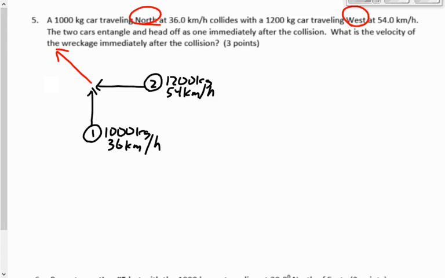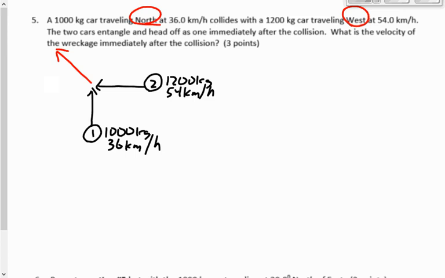I was a little surprised, to be honest. There were 3 or 4 of you that did not convert kilometers per hour to meters per second. Most of you did, but a few of you didn't. Is it okay to leave it in kilometers per hour? Yes, it is, because the units cancel with conservation of momentum. If you're doing anything else like impulse, you have to use meters per second. When I do this, I will do it in meters per second only because most of you do. But kilometers per hour is fine.